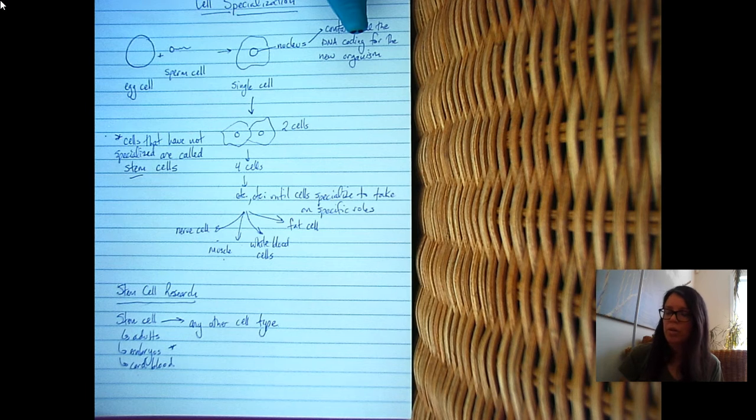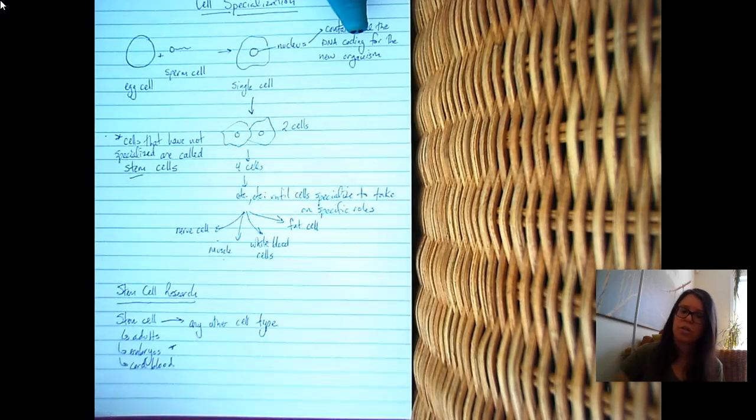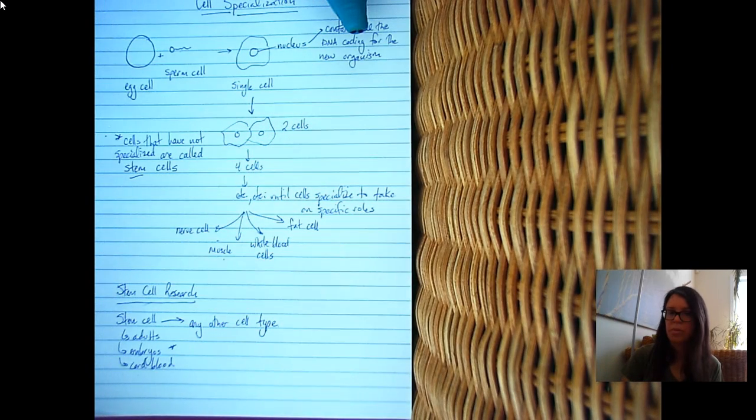And then where we're going to go to in the next lesson is talking about how these divisions work, okay, the stages and the process of going from one cell to two cells that are genetically identical to each other, which are exactly the same as each other.